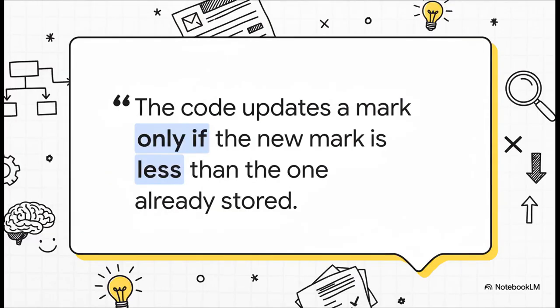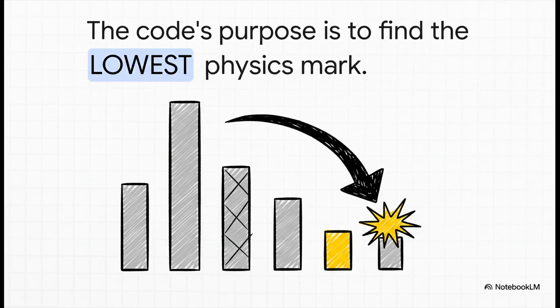Now listen up, because this right here is the single most important clue in the entire case file. As the code is processing new student scores, it looks at the score that's already stored in our dictionary, and it only replaces that old score if the new one it's looking at is less than what's already there. So, what does that tell you? It tells us the code's real mission. By only ever updating with a smaller value, it's constantly searching for the minimum, the lowest number it can find.